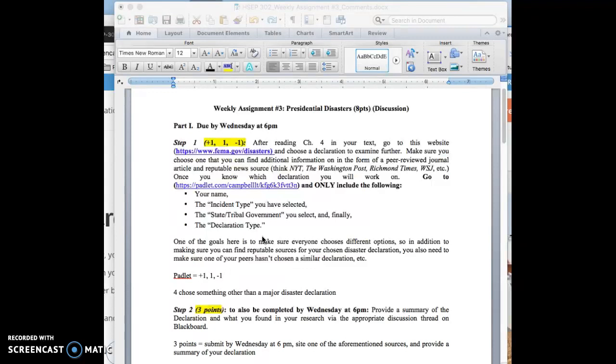So the point of the second part of this, which was due on Sunday, was to see what the differences were between the different types of disasters or declaration types. Now you couldn't do this if the majority of you had the major disaster type. So if 4 of you had something different than the major declaration type, you got +1 for a total possible points of 9 points on this assignment.